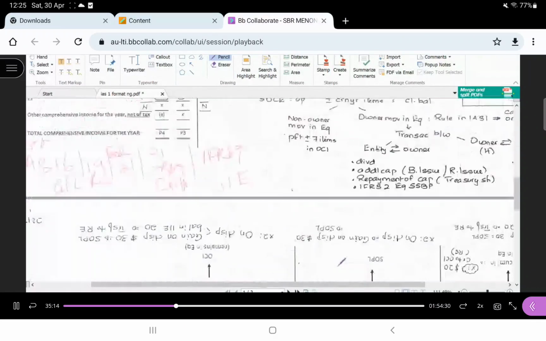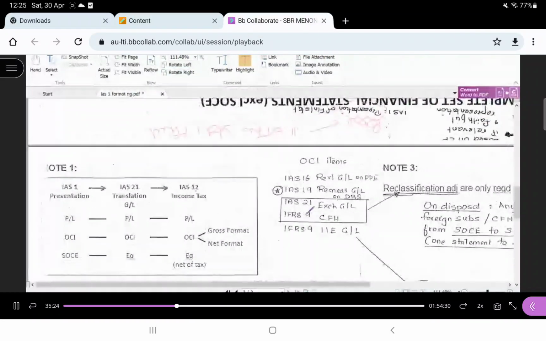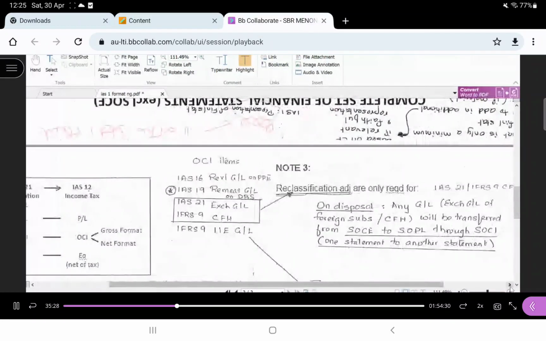Menon, why did you teach us this? Come. Now, come to the next page. Okay, all of you come here, right with me here.